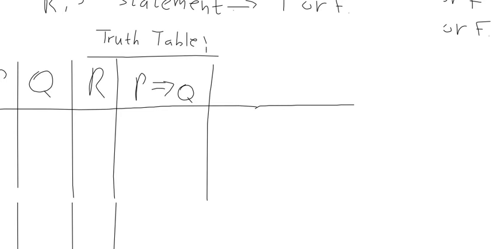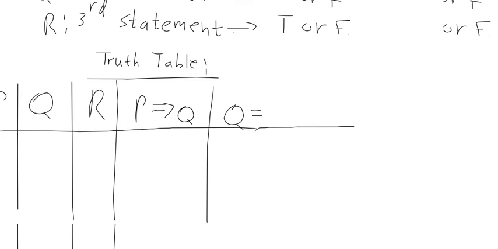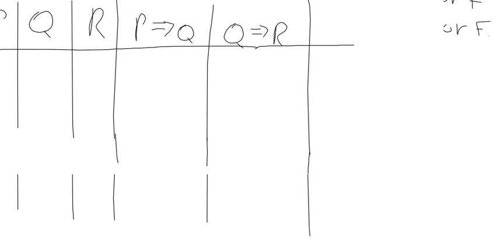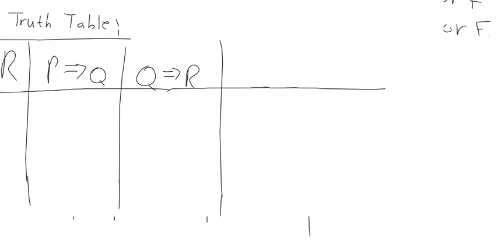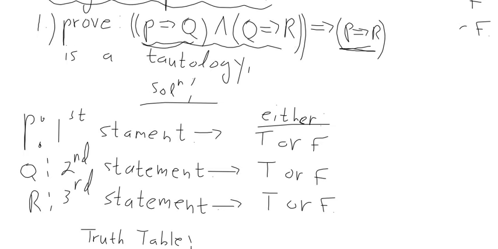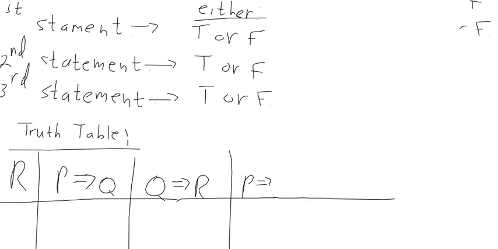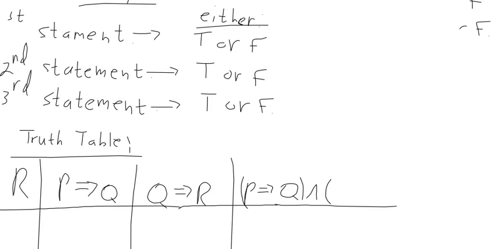Then we have another one. Okay, so the next one is Q implies R. Then we have another one which is going to be the whole thing here. P implies Q and Q implies R. When it's both combined, you have to put the whole expression there as well. P implies Q and Q implies R.